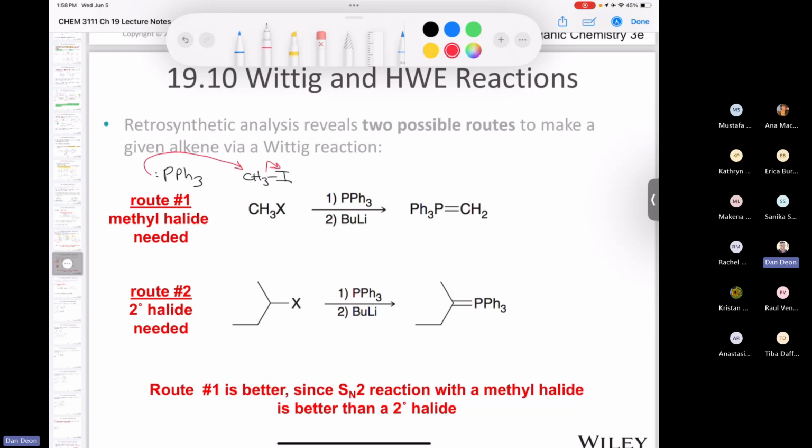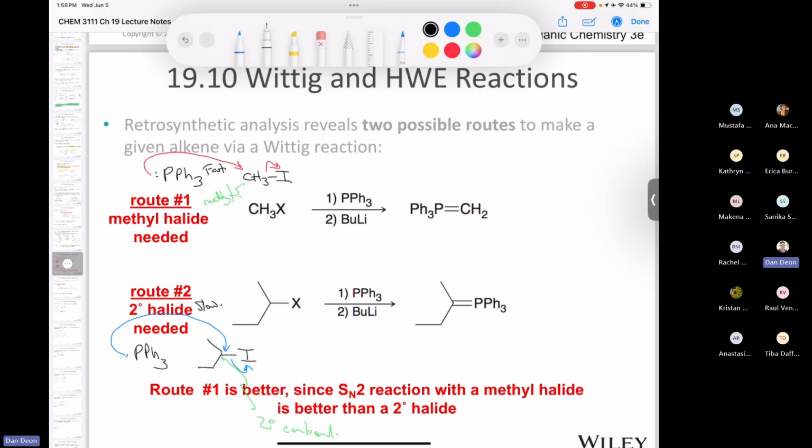Whereas the one on the bottom, right, if I redraw my alkane, which looks something like this, right? If you take triphenylphosphine and try to react with this, that's not going to work well at all. Why? Because this one here is methyl, and this one here is a secondary carbon. Okay, and so a secondary carbon is going to react much slower. So this reaction here will be fast, and this reaction here will be very slow.